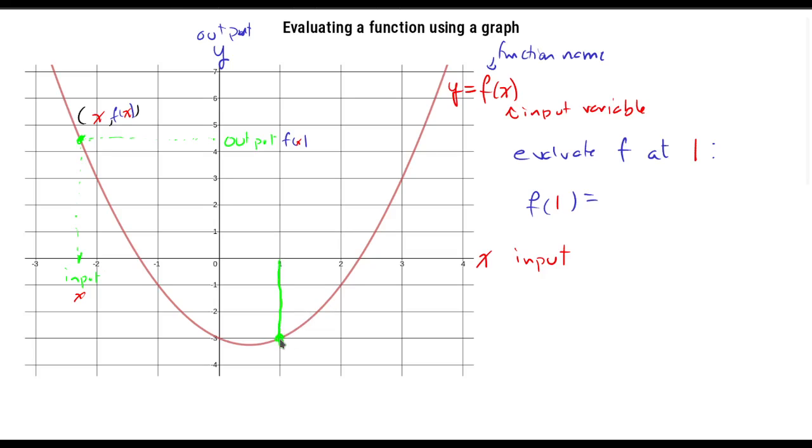And so we know the input is 1, and we want to figure out what the height is so we can tell the output. So we drag a line over, and it's kind of hidden there, but we're at this -3 here. So this is 1, comma, -3. 1 is our input, and -3 is our output. So what this is telling us is that f of 1 equals -3. Input 1, output -3. All right, we can do this with any number on the x-axis below the curve or above the curve.